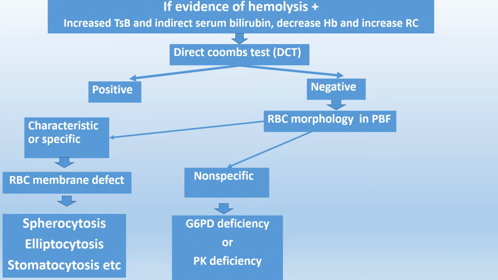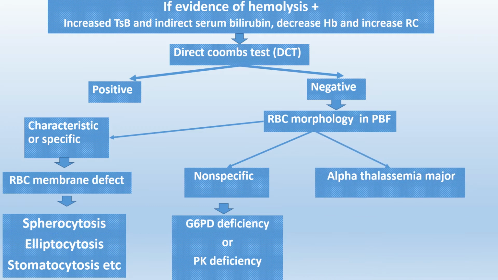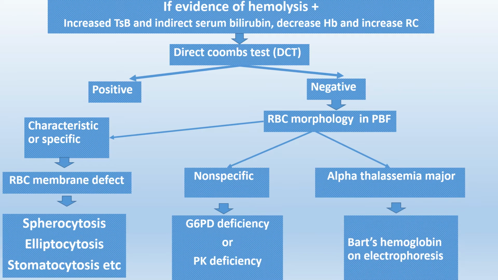other genetic study. And if the child is not having RBC membrane defect and enzyme deficiency both, and the evidence is suggesting that there is hemolysis, then you rule out alpha thalassemia major, in which electrophoresis will show Bart's hemoglobin. So all these are the causes of pathological jaundice in which the child will have evidence of hemolysis but DCT will be negative.